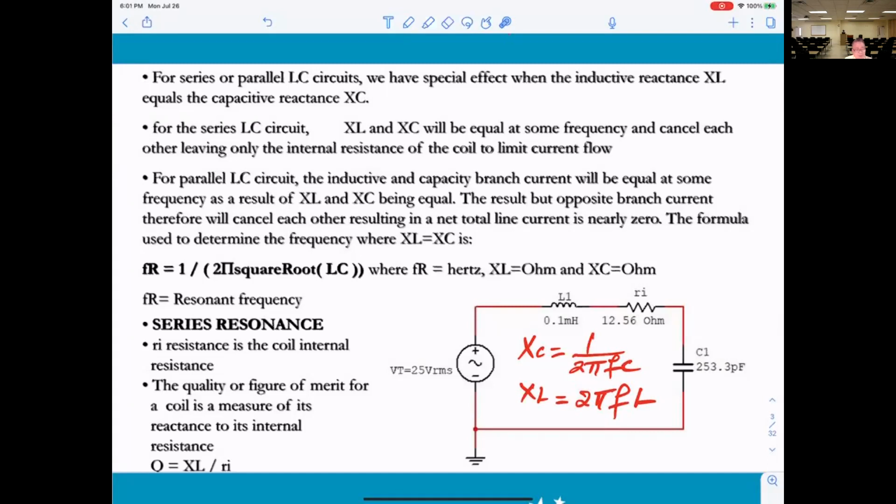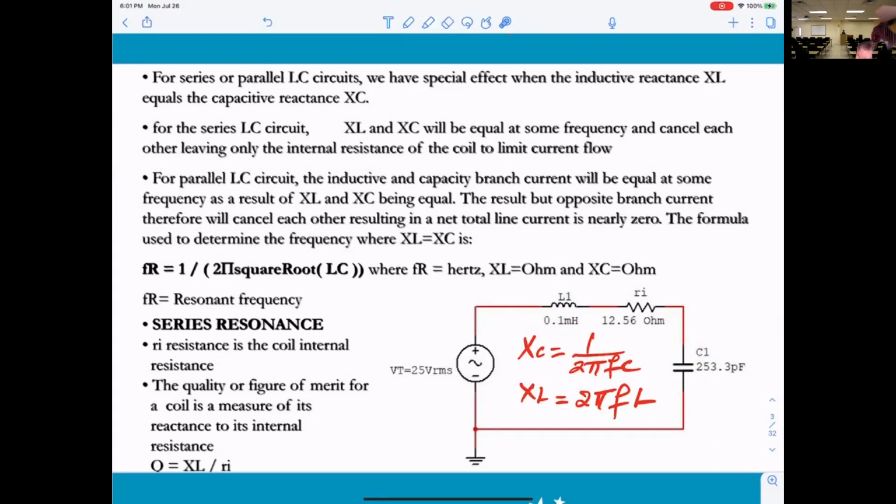Now, at a certain frequency, XC equals XL. That means in this circuitry here, you don't have any more reactance of XL and also XC. They cancel out. And that frequency they call the resonant frequency.